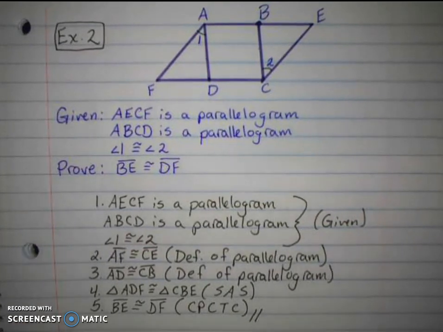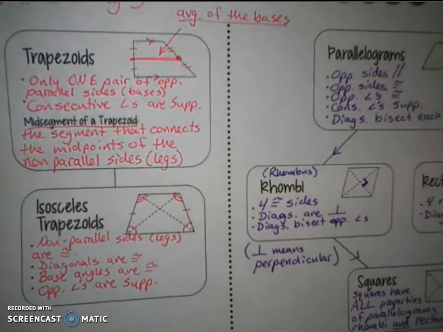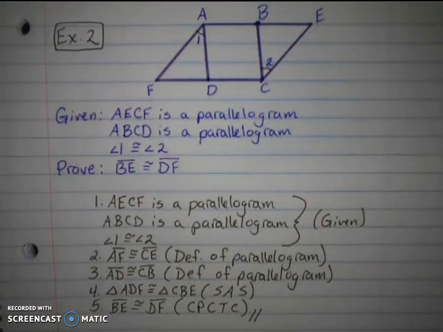All right, so this is how we use properties of parallelograms to help us prove things. We also have the properties of rhombi, rectangles, and squares that we could use, and also some properties of trapezoids that we could use in proofs. And so you're going to have an assignment that goes with this. It's very similar to what we've been doing here, but the next assignment will be working on proofs.